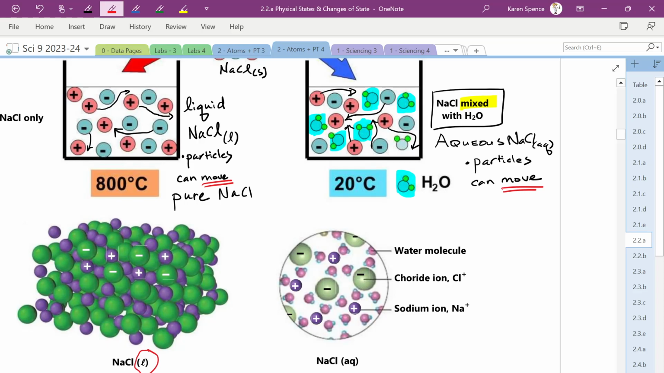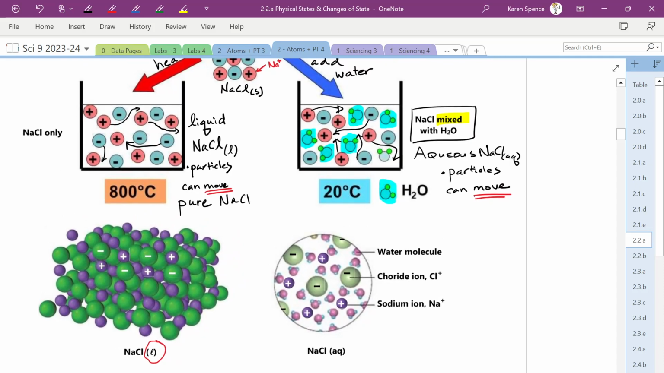That's very nice. Okay. Now, what temperature do we need to be at to get liquid sodium chloride? 800 degrees. Are we going to do that in the lab? No, we are not. How about dissolving sodium chloride? Can we do that in the lab?